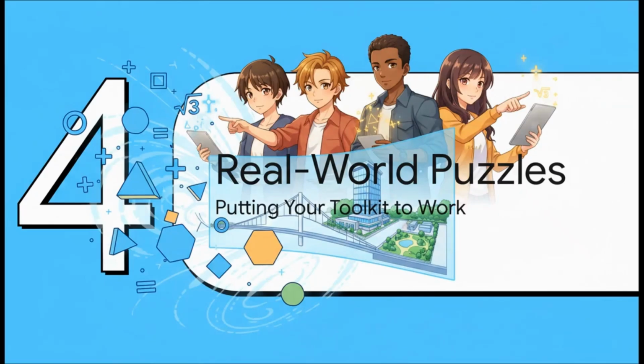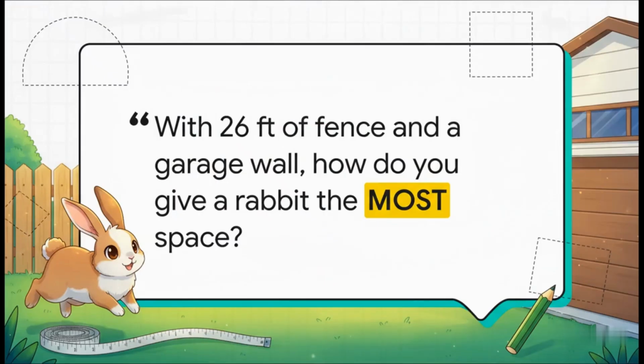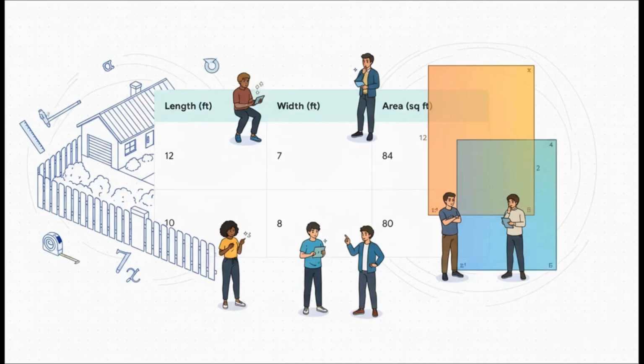Okay, we've gathered our tools. We've even upgraded them with some cool algebraic shortcuts. And now for the best part. Let's put this entire toolkit to the test on a real-world challenge. Okay, picture this. You've got 26 feet of fencing. You're building a pen for your rabbit, and you're going to use the garage as one of the walls, so you only need to build 3 sides. The big question is, what dimensions should you make the pen to give your rabbit the absolute most space to hop around? Well, let's test a couple of ideas.